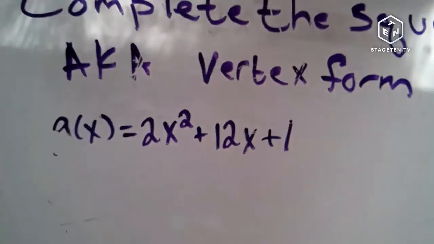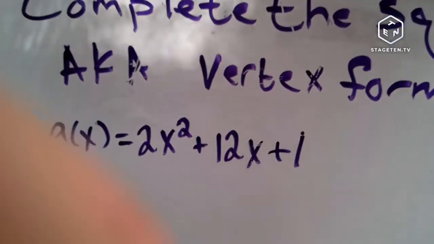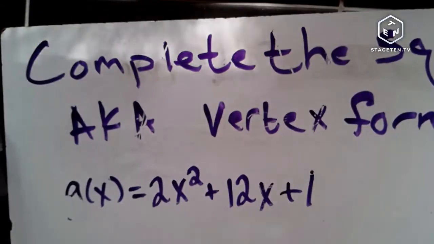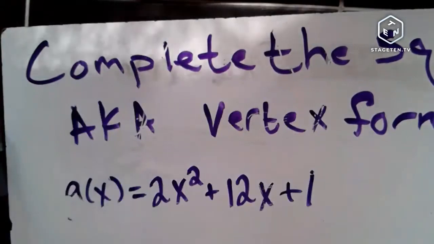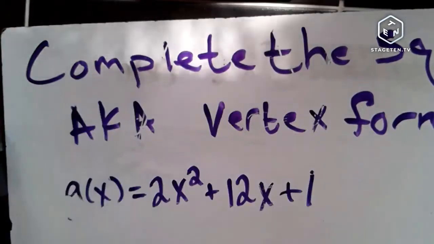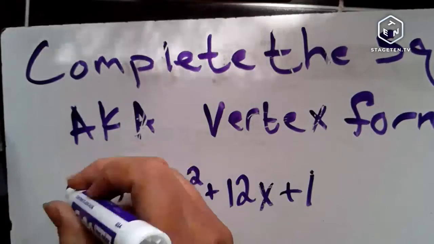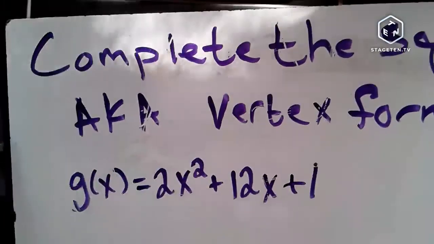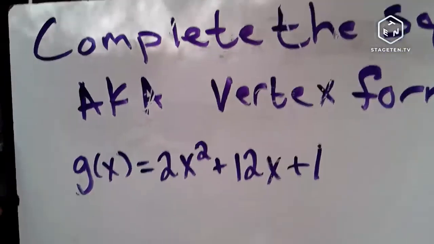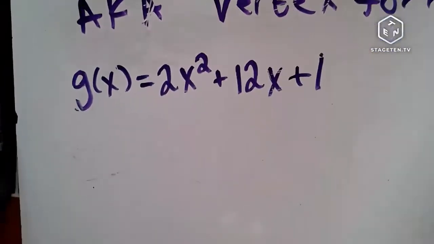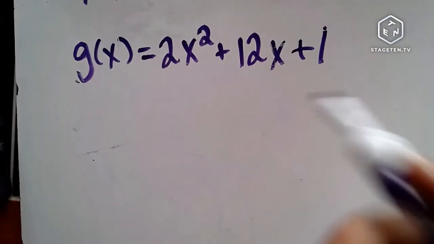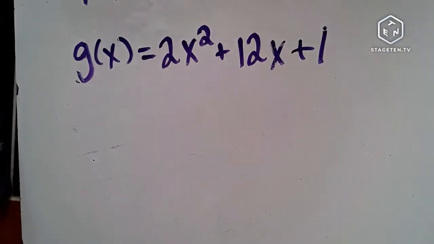And the reason I put aka vertex form for complete the square is because I don't want you guys to forget the point of completing the square is to see things that we couldn't see in the quadratic form. So when you complete the square, you get things like the vertex, and that's really the main thing. If you have your vertex, it's really easy to plot. So how do we complete the square for g of x equals 2x squared plus 12x plus 1?